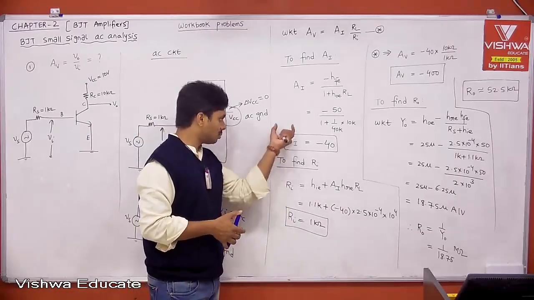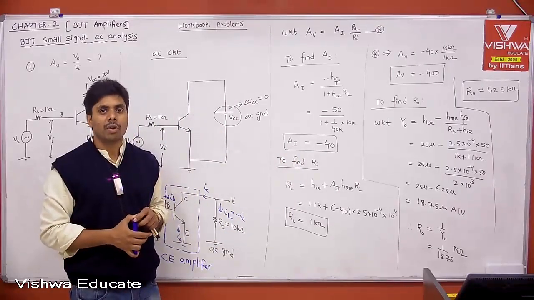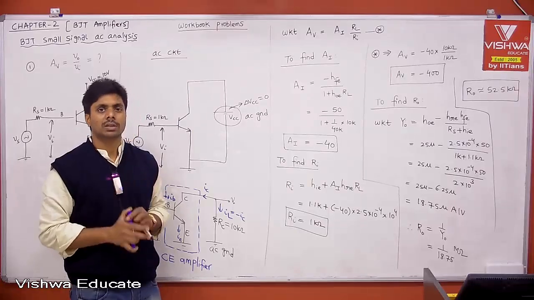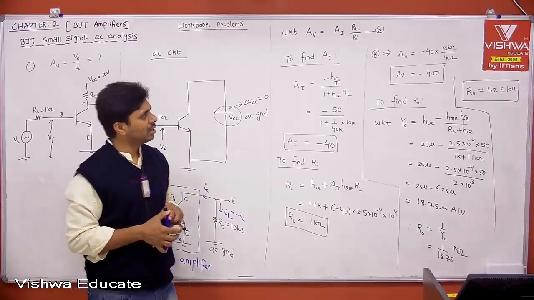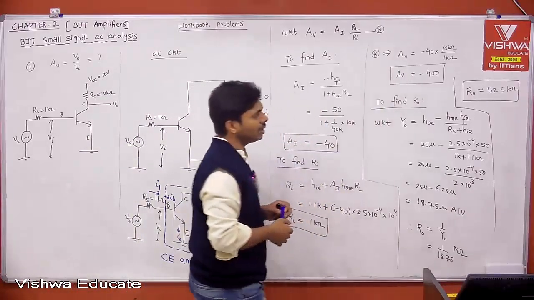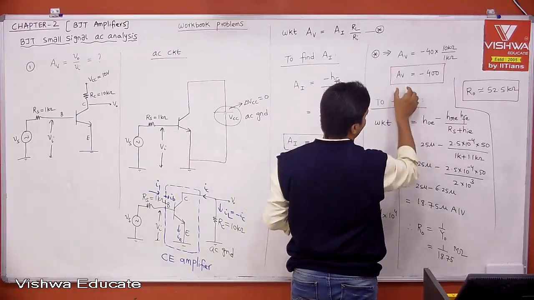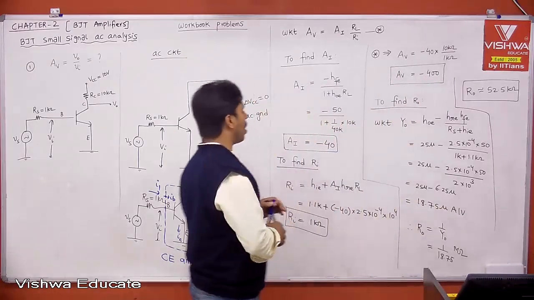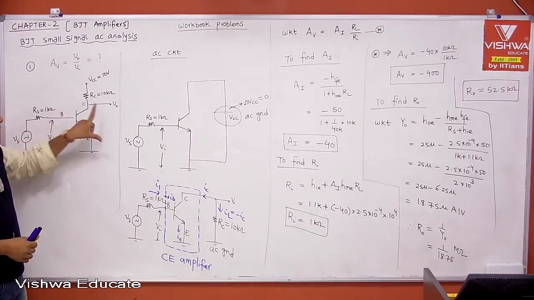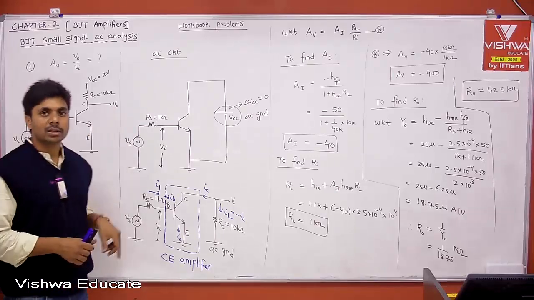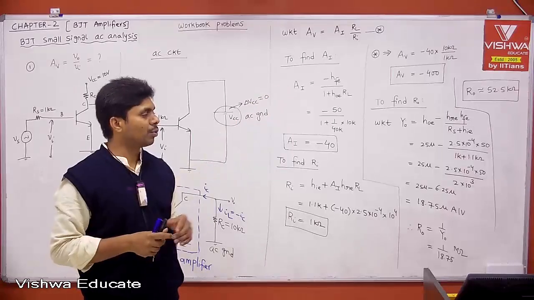If you take the magnitude, mod A is equal to minus 40. Sorry, mod A is equal to 40. Therefore, current gain is 40, the magnitude. Now, let's go to voltage gain. The voltage gain is minus 400. Again, I'll explain the meaning of minus. But the magnitude is AV equal to 400. It means whatever signal you apply here, let us say 1 millivolt peak to peak, you will get 400 millivolt peak to peak. Therefore, 400 times your input signal is applied to your load. That is your voltage gain.